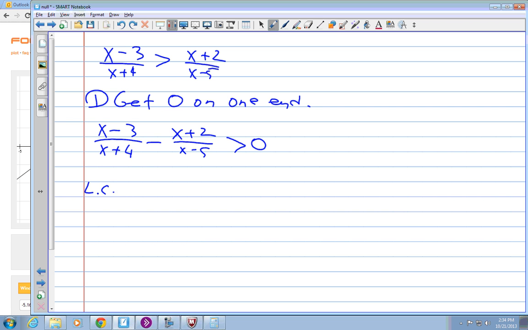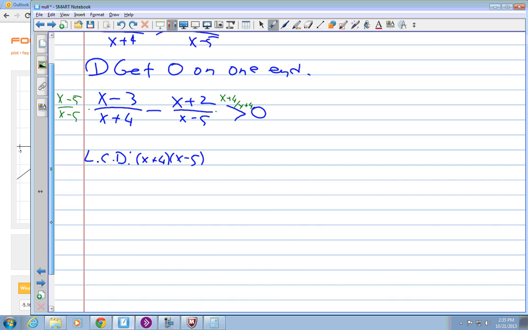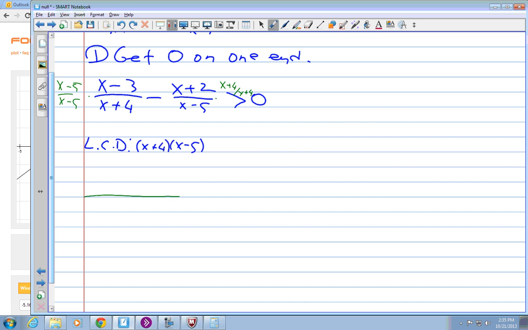So what is the least common denominator here? x plus 4, x minus 5. So you have to multiply the first one by x minus 5, x minus 5. You have to multiply the second one by x plus 4, x plus 4, to add them together. Right? We're actually doing the good old addition of rational expressions. So x minus 3 times x minus 5, minus x plus 2 times x plus 4.